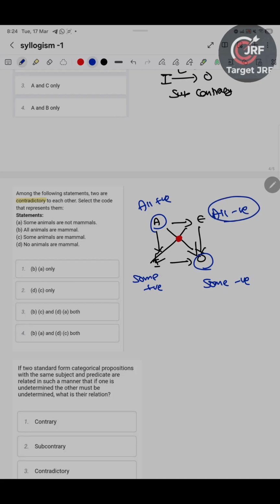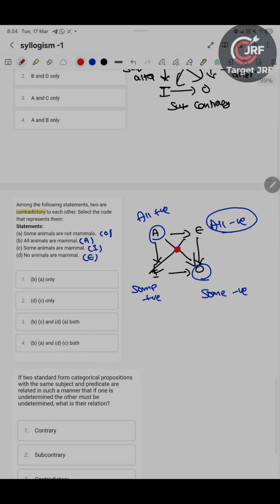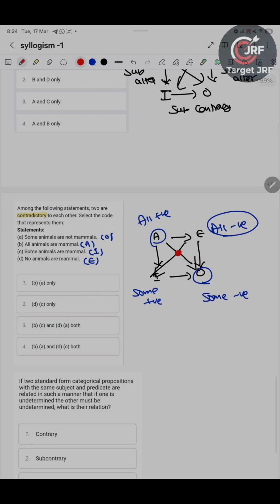So let us see what things are there. Some are negative, that is O, and A is there. This is I and this is E. So which things do we need to identify? Let us see in the options. Only two options are correct: AO or EI. AO means AB, the AB option is there. This is correct. And EI, the CD option is there. Here you can see AB and CD both are there. So option 4 is the right answer.